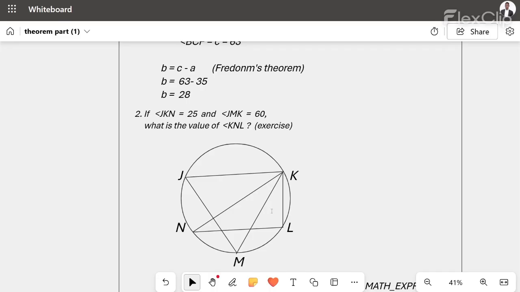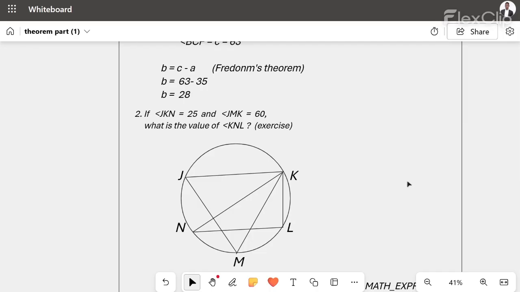As you can see, the diagram is already drawn with the letters labeled at each point to show where these angles are located. It is left for you to find where the angles are located, do the equation, and tell us your answer in the comment section. Find the value of angle KNL. And that is it for this video.